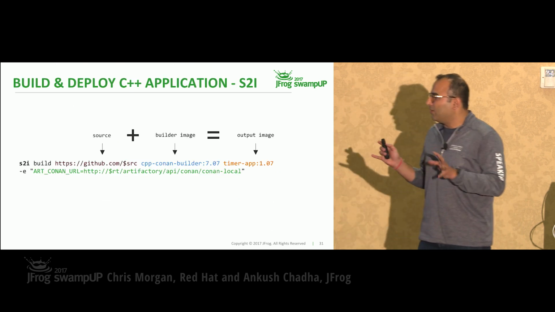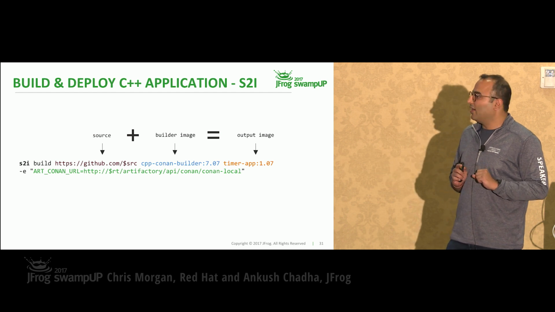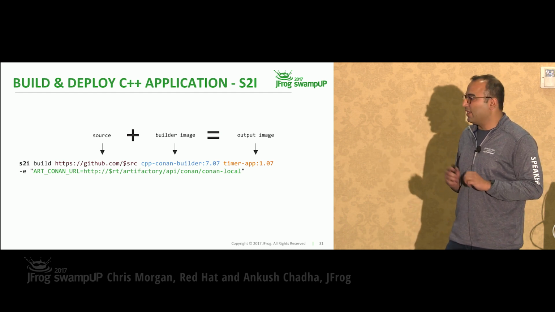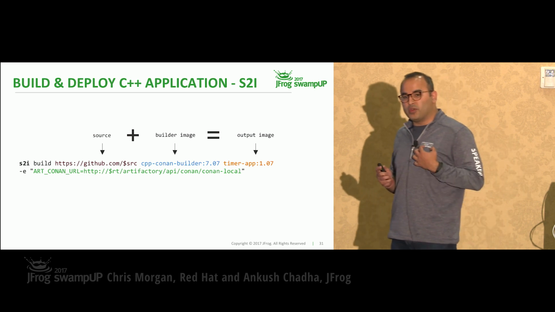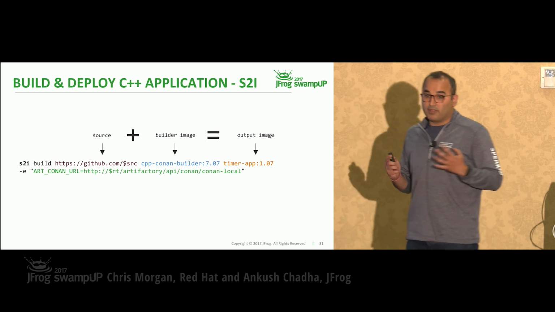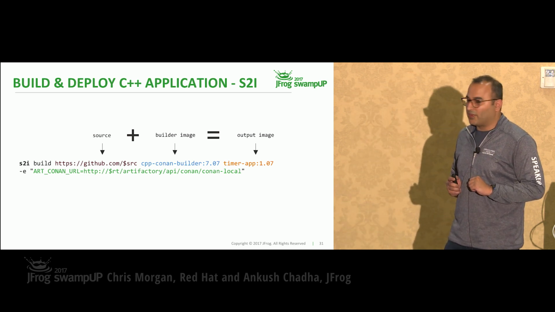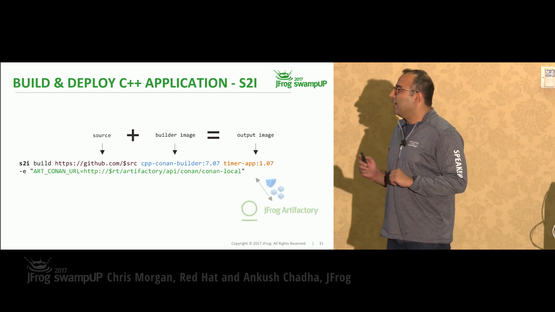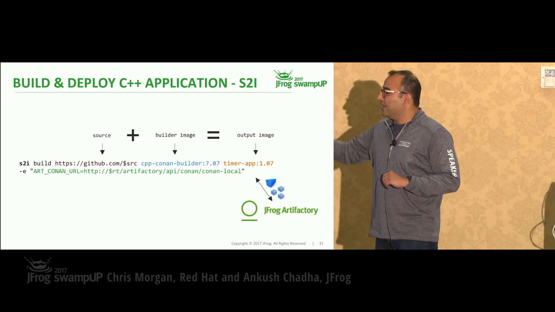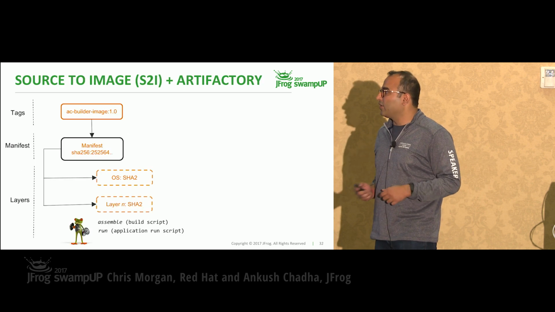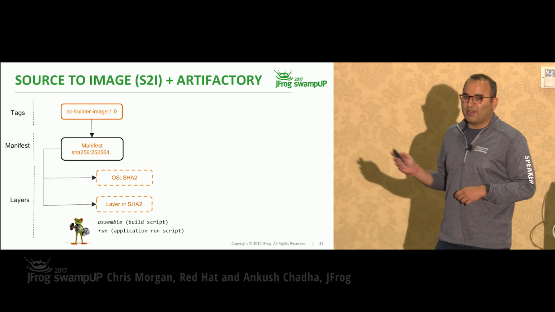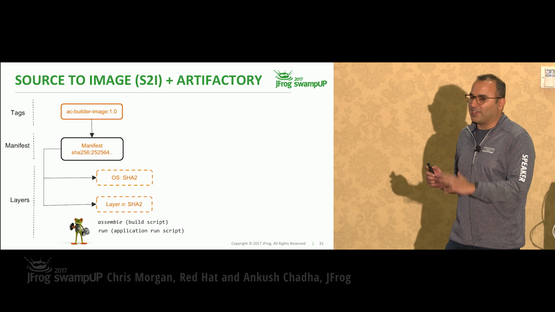This is a simple S2I command. It's very, very powerful, OpenShift S2I. What it does is, given my source code, how can I Dockerize it without actually knowing anything about Docker? This is what S2I does. We can leverage Artifactory as the source of truth for all types of binaries. So this is my last slide about S2I, and then I'll jump back to Xray.